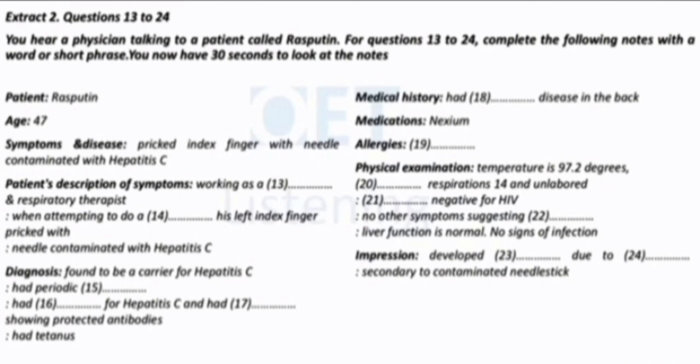You are negative for HIV. You have no other symptoms suggesting acute hepatitis. Your liver function test is normal at 18 and you have no signs of infection. You have developed acute intestinal illness due to blood-borne pathogen exposure secondary to contaminated needle stick. Continue with Nexium 20 milligrams a day until the condition improves. Otherwise, you are medically fit and no need for further diagnosis or treatment. Thank you, doctor.